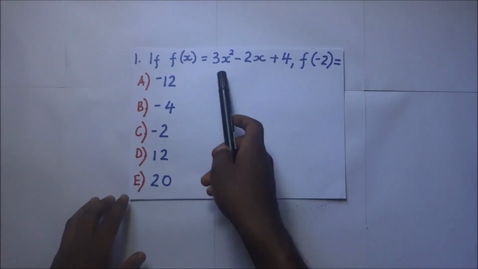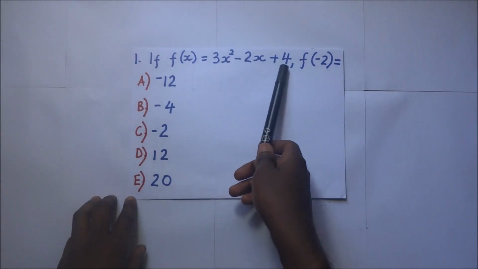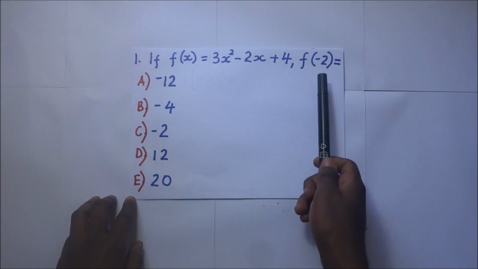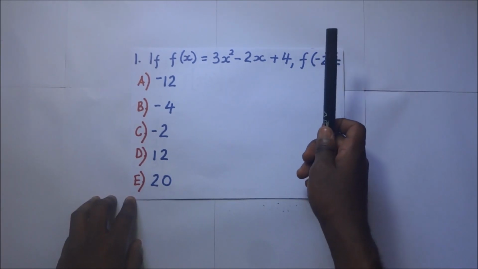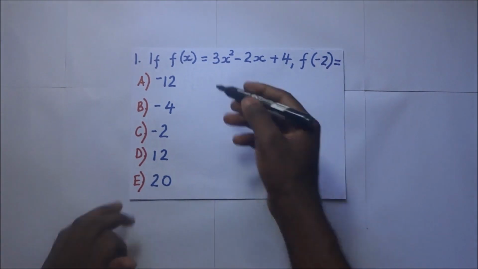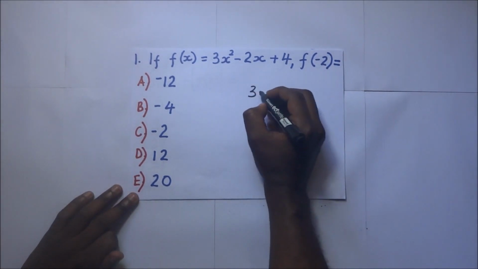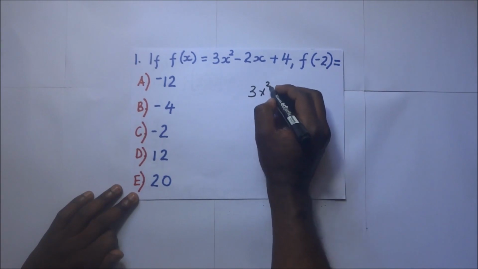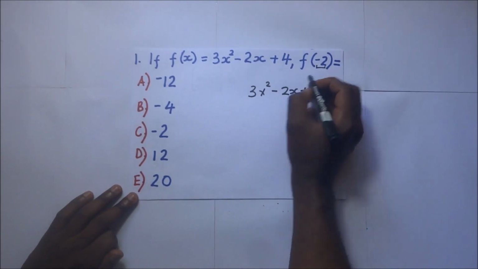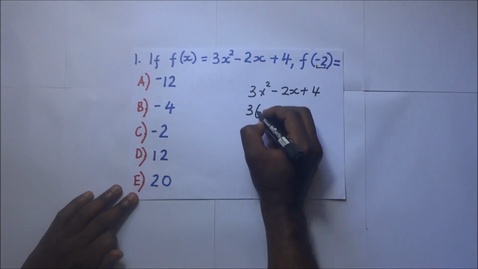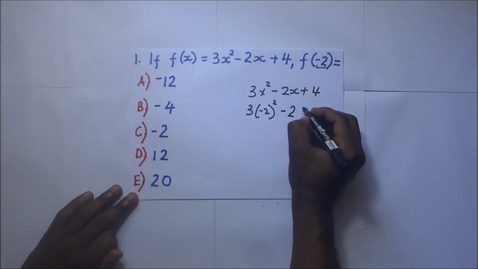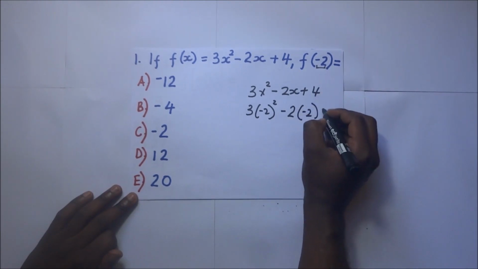We have f of x given as 3x squared minus 2x plus 4. They're telling us to find f where the input is negative 2. In other words, they're trying to find the value of the function, or the value of y, when x is negative 2. So we go ahead and substitute in there. The function is 3x squared minus 2x plus 4. So when x is negative 2, it's going to be 3 times negative 2 squared minus 2 times negative 2 plus 4.